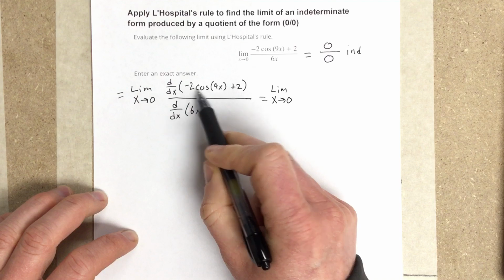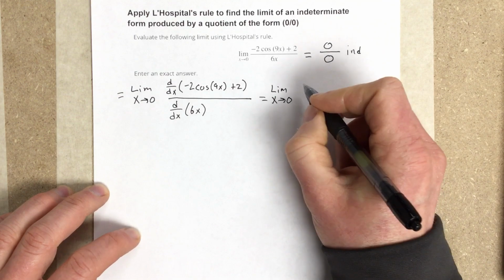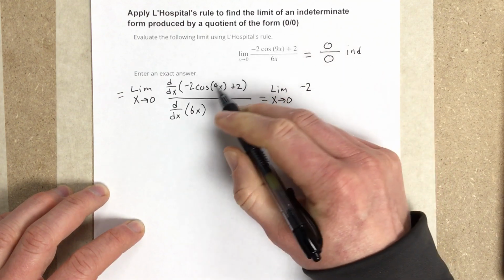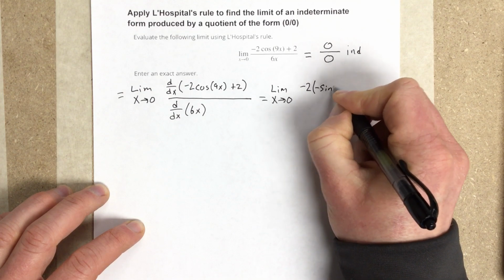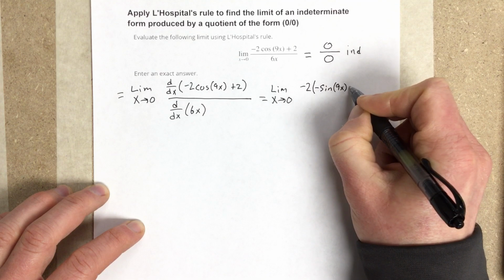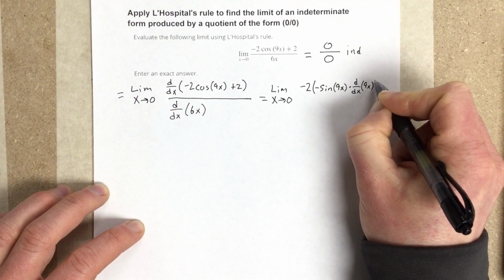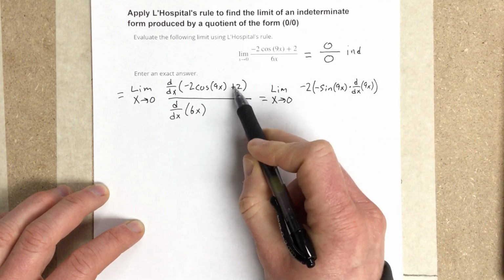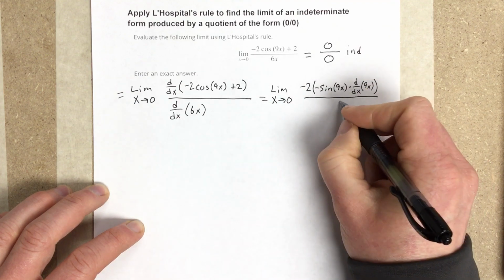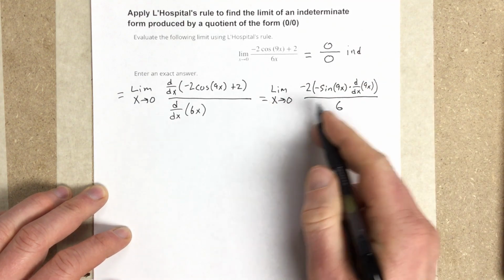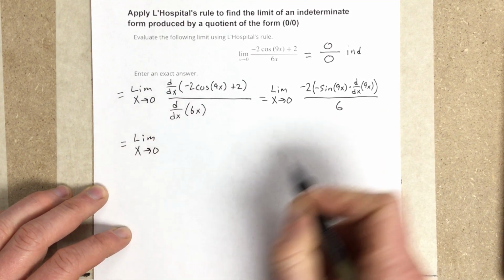When I take the derivative of the top equation, I'll end up with negative 2. Derivative of cosine is a negative sign, so I have negative sine 9x times the derivative of 9x. Derivative of 2 would be 0, so this is all divided by a derivative of 6x, which is 6. Let's start simplifying this. So this is equal to the limit as x approaches 0.